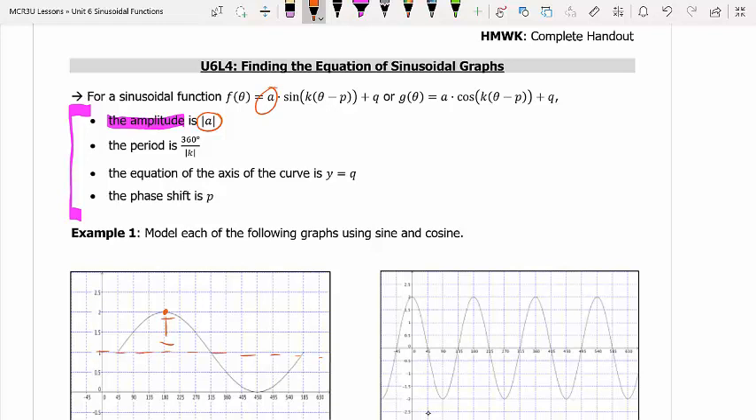I think everybody can look at a picture of a graph and calculate the amplitude. Once you've calculated that, that's the same as the absolute value of the A value in your equation. To figure out if A is negative or positive, just look at your graph and ask yourself, was that reflected on the x-axis or not?